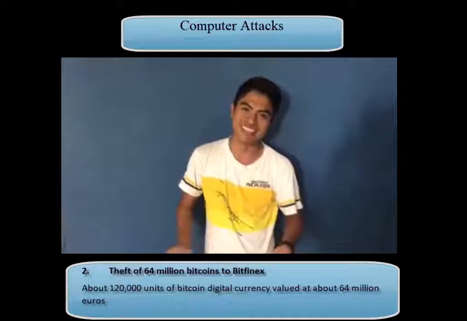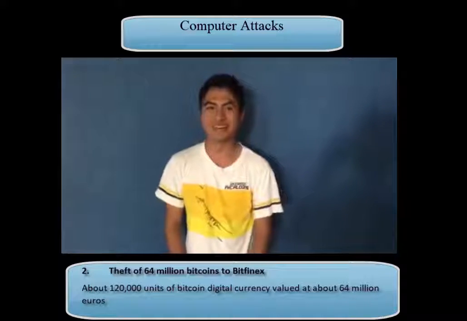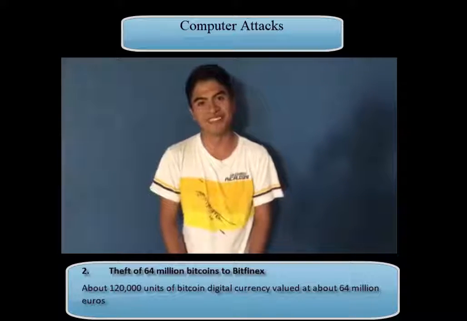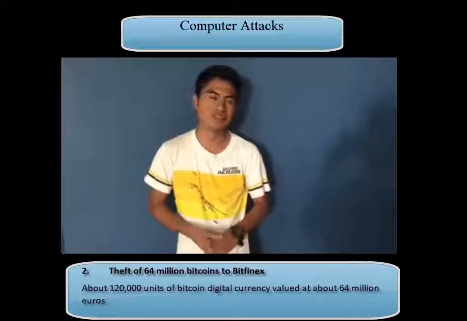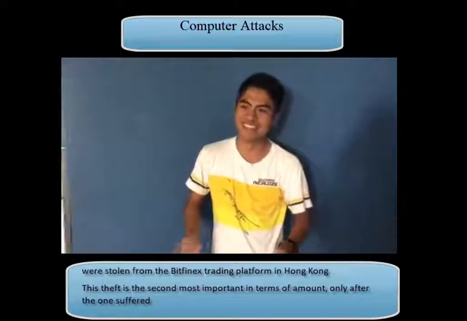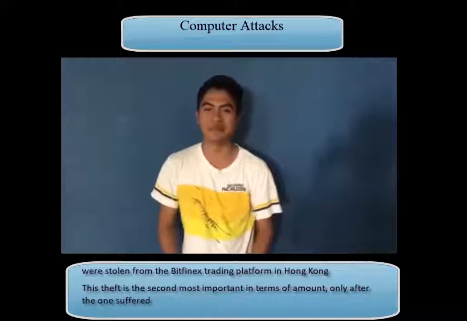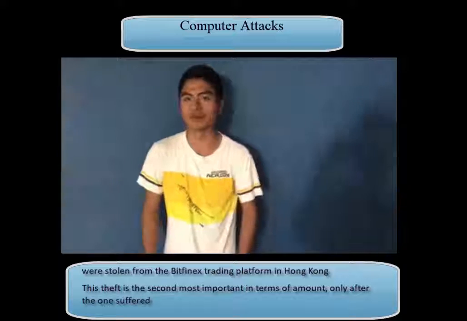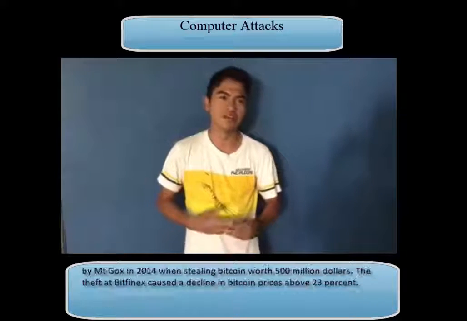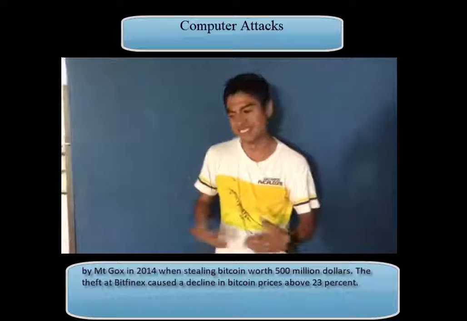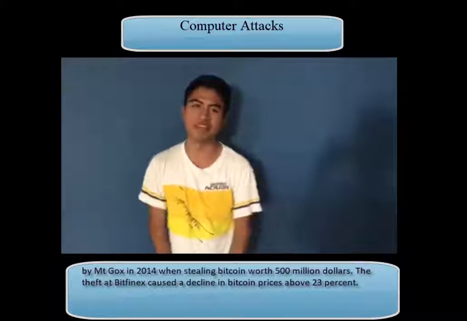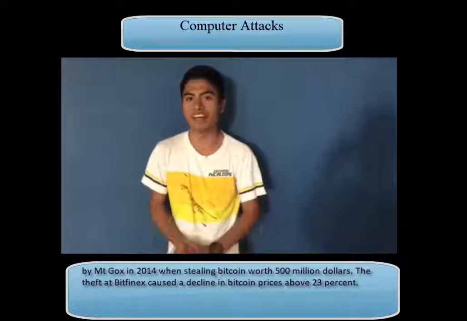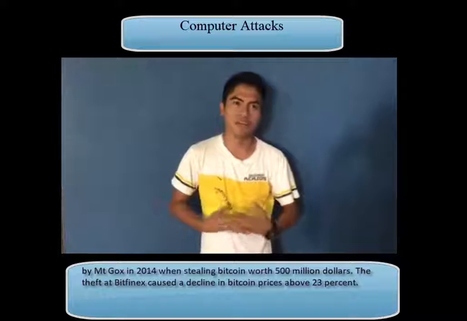Number 2: theft of 64 million euros in Bitcoin from Bitfinex. About 120,000 units of the Bitcoin digital currency, valued at about 64 million euros, were stolen from the Bitfinex trading platform in Hong Kong. This theft is the second most important in terms of amount, only after the one suffered by Mt. Gox in 2014, when Bitcoin worth $500 million was stolen. The theft at Bitfinex caused a decline in Bitcoin prices of about 23%.